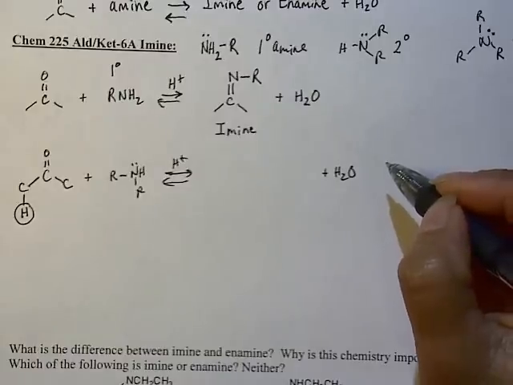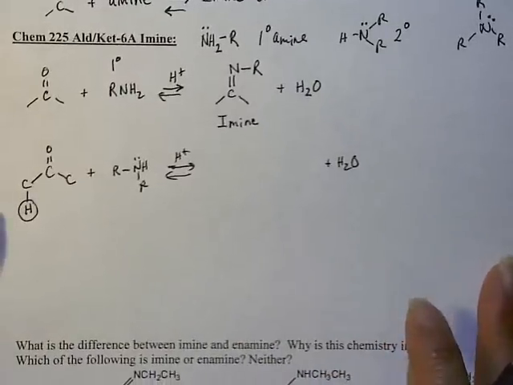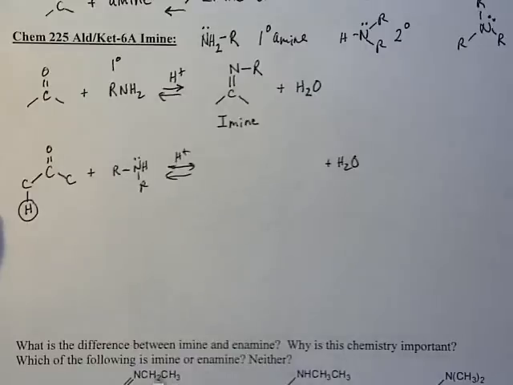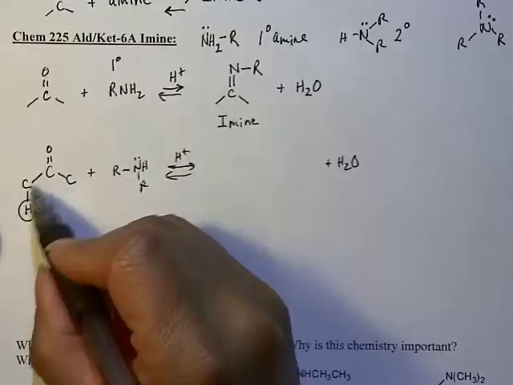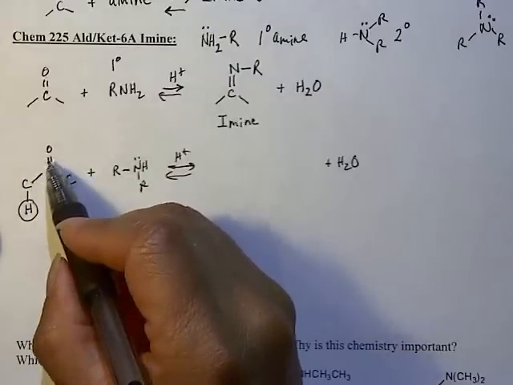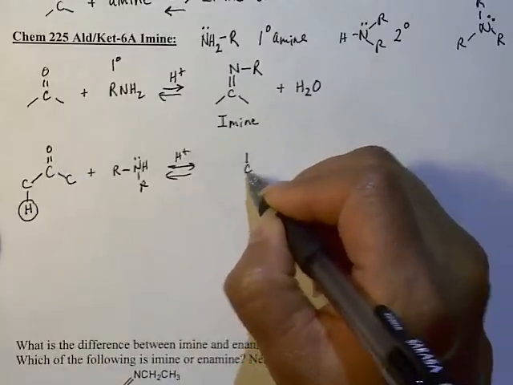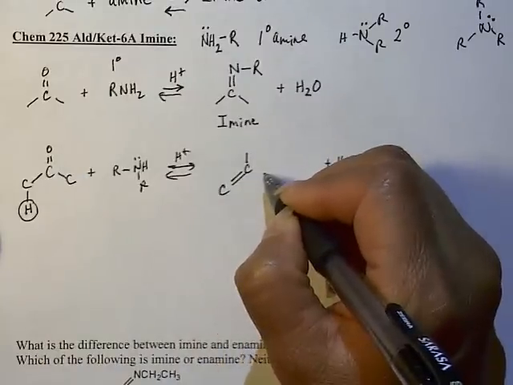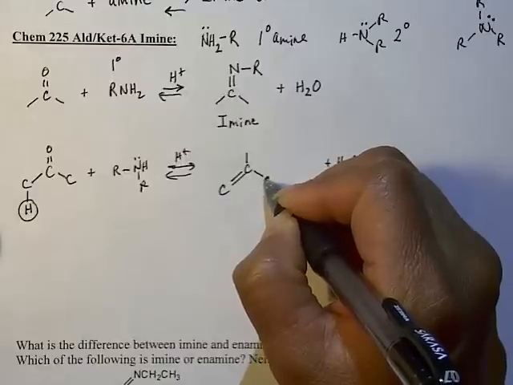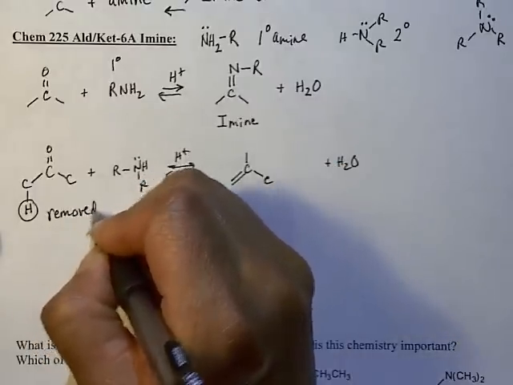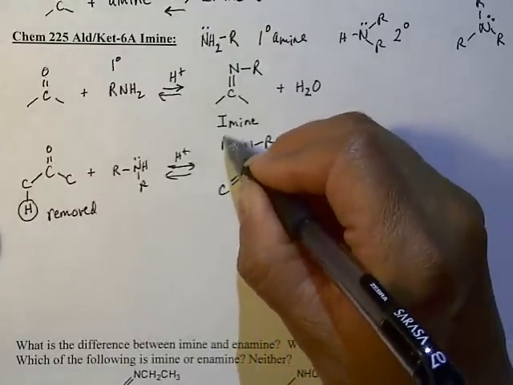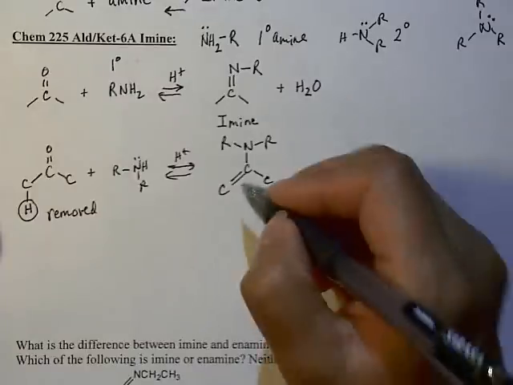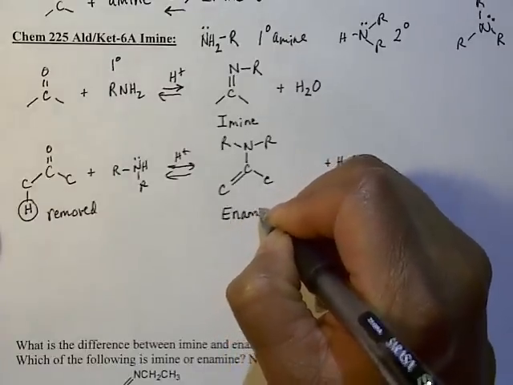All right, and we have to go over the mechanism later, but this is just in keeping track of the atoms. So then what happens is when this gets removed, you're going to form a double bond here and here, and then instead of a double bonded N, you're going to have a single bonded N. So this is removed, and then you have a nitrogen with two R groups still attached to it, and this product is called enamine.